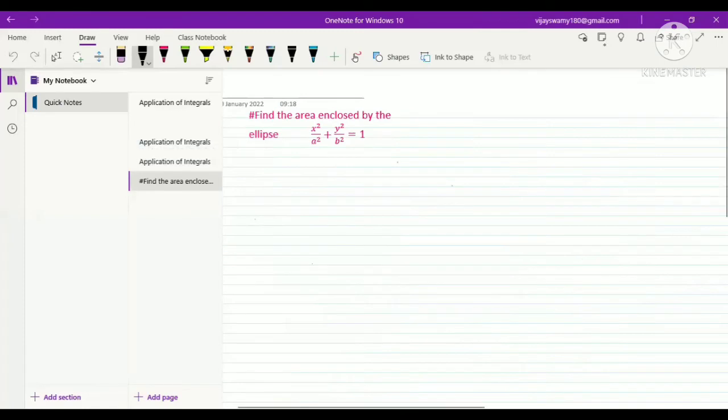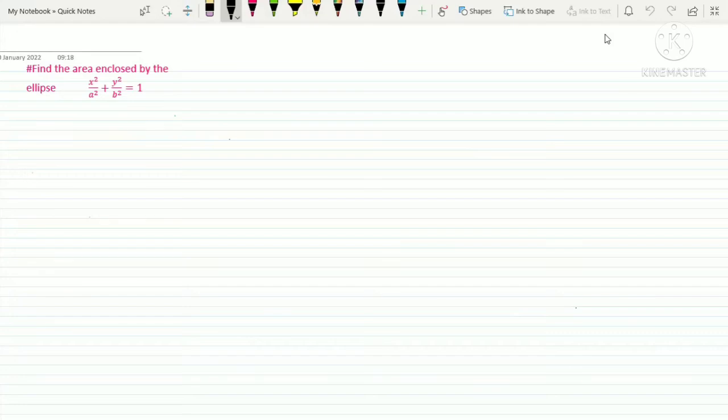This one. First one: find the area enclosed by the ellipse x square by a square plus y square by b square is equal to 1. What is the area bounded by this ellipse? Now I will draw that ellipse. How will it look?